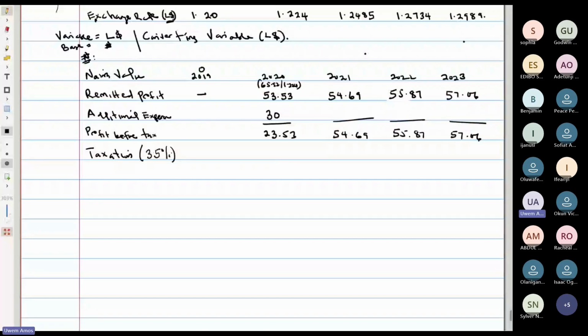So in our first year, we have a profit of 23.53. Considering our tax, 23.53 multiplied by 0.35, our tax rate of 35%, gives us 8.24 as our tax.